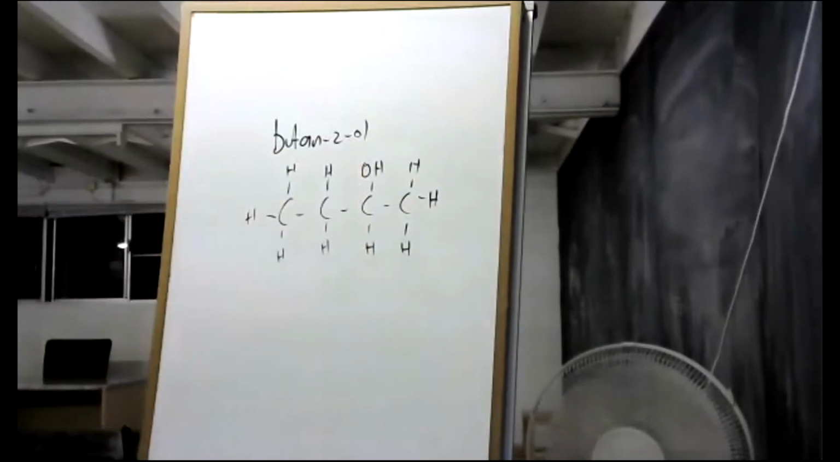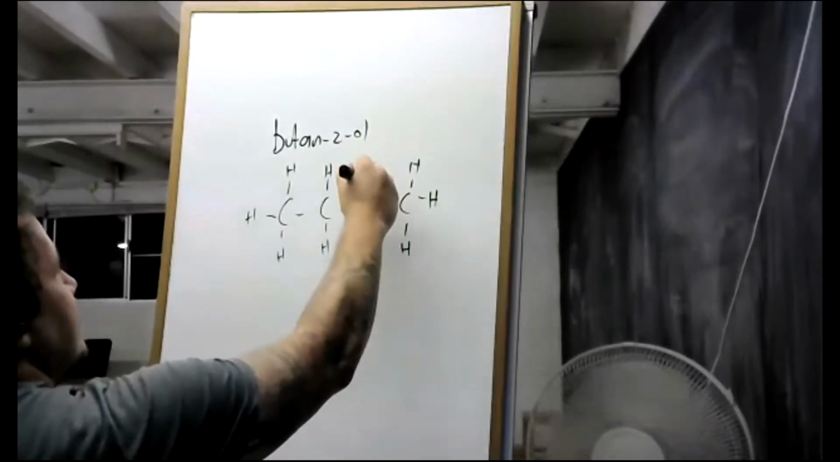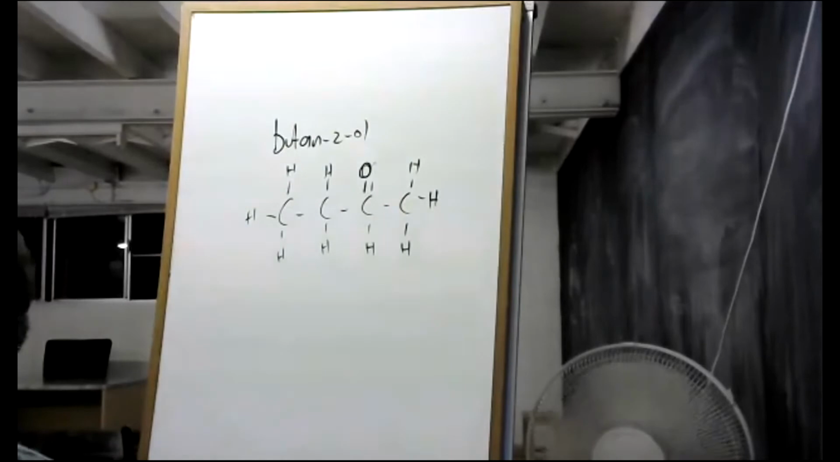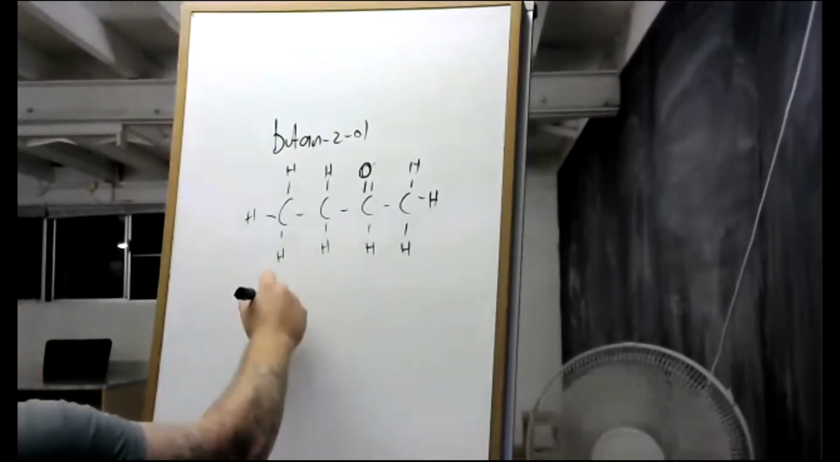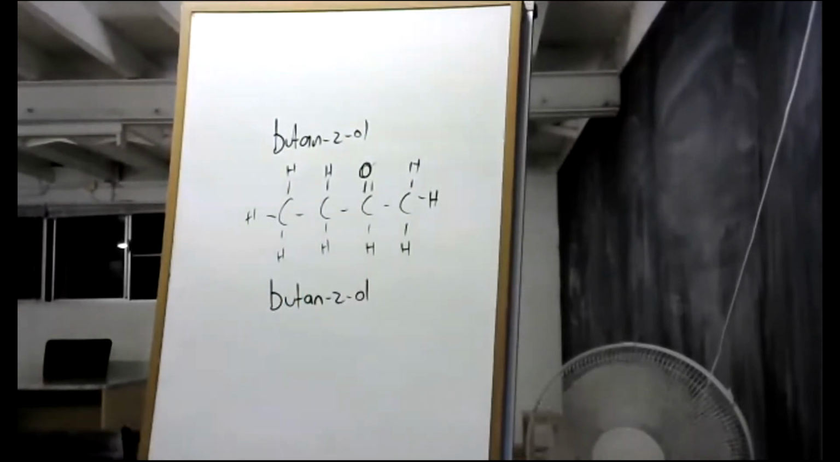And the oxidizing agent, which in this case is potassium dichromate, is what they will use. What it does is it gets rid of the hydrogen and creates a double bond. So it produces a ketone. So butan-2-one would be the name of the ketone.